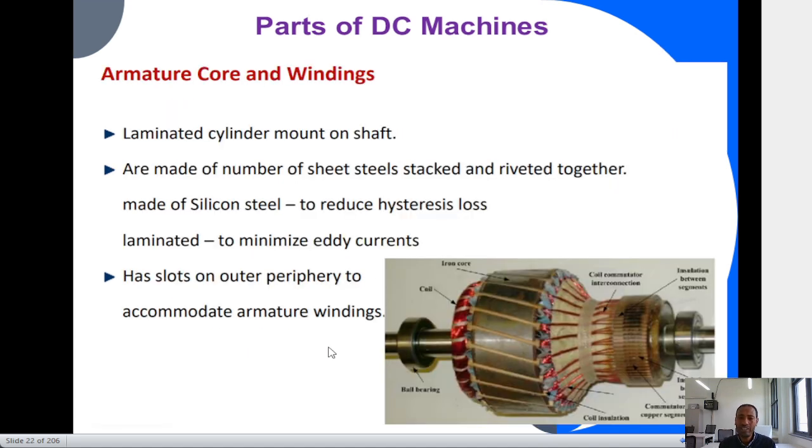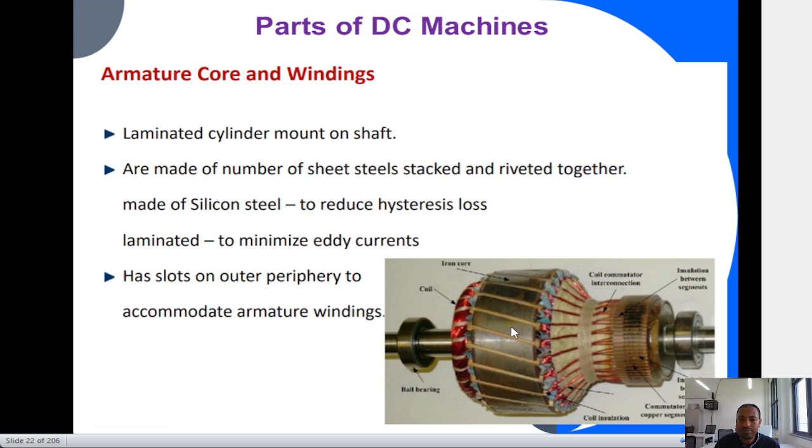And when you come to the armature, or the rotating part of our DC machine, it has a winding, as you see. It's an armature winding, and it has a core also. These are the core, and it has slots, the place where we place our winding. So the armature core and winding are laminated, similar to the core of the stator.